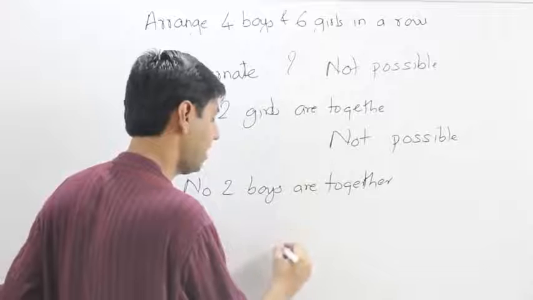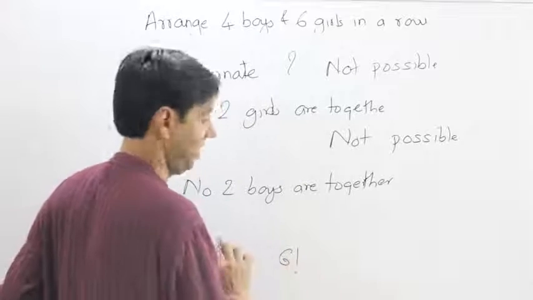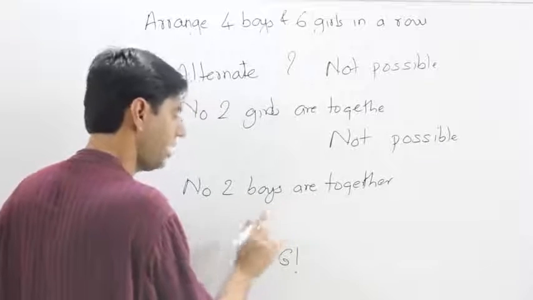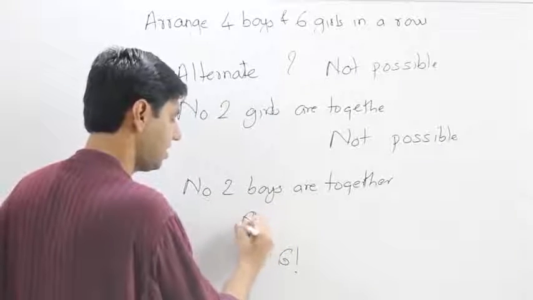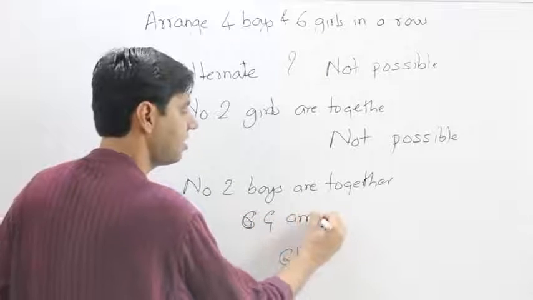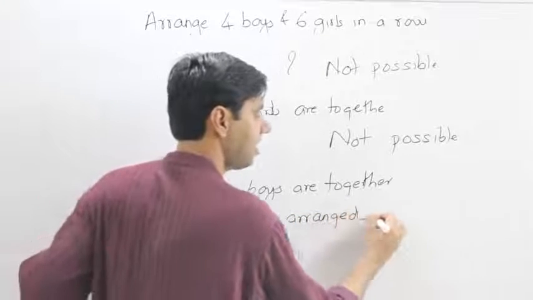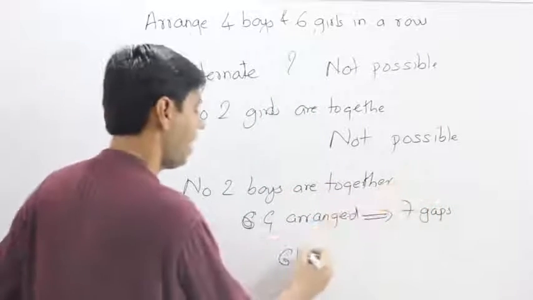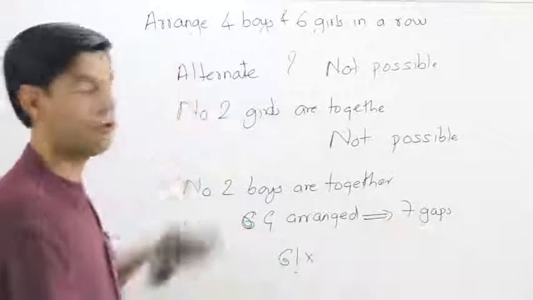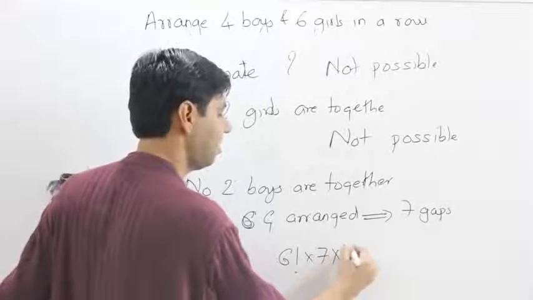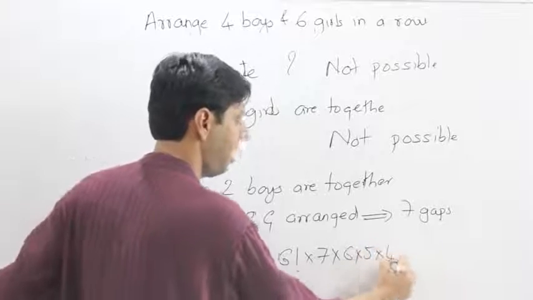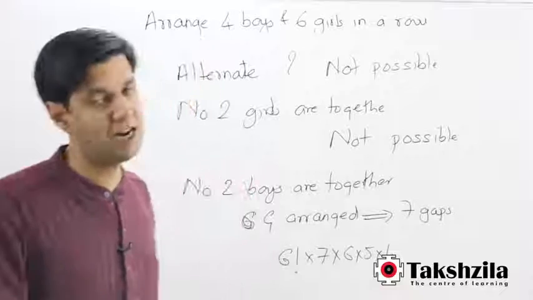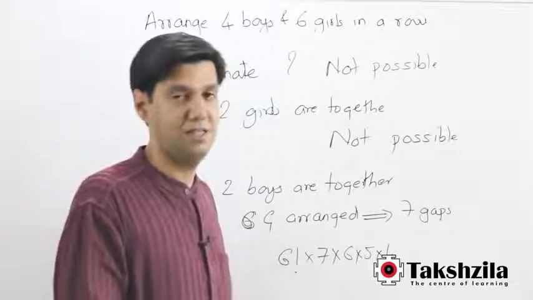The 6 girls could be arranged in 6 factorial ways. And with 6 girls arranged, you should ideally not draw. Let me just say 6 girls arranged would result into how many gaps? Would result into 7 gaps, including the initial and the final position. And out of these 7 gaps, we just have 4 boys, so they could choose their position 7 into 6 into 5 into 4. And that is why I said don't look at this as a factorial. It need not always be a factorial. In the first case, it was same as 5 factorial, but not in this case, right?